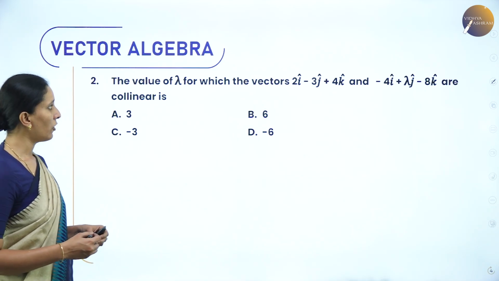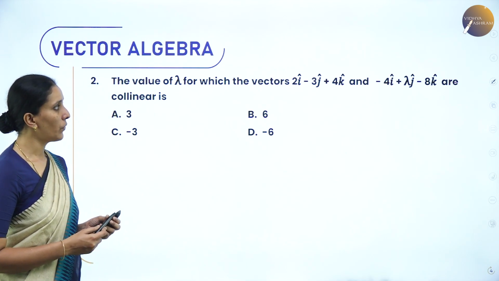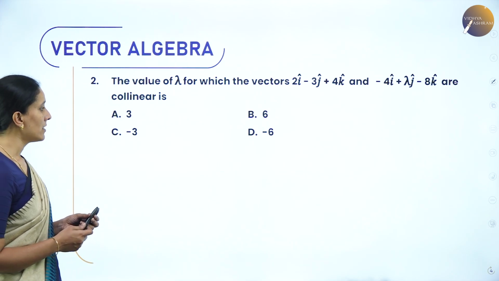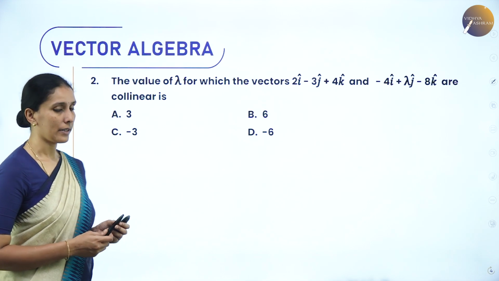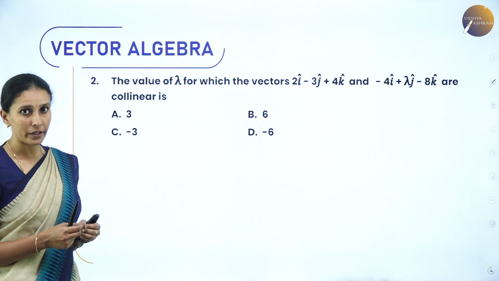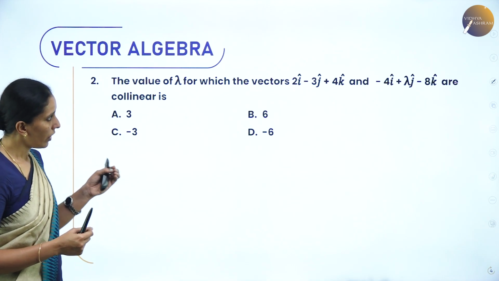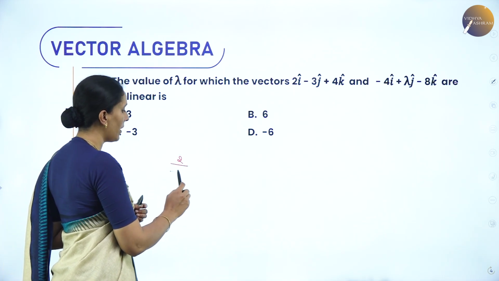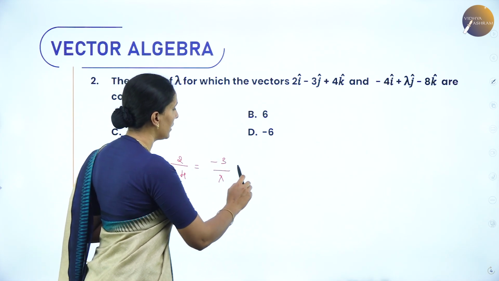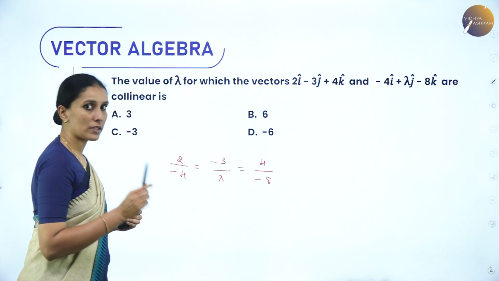Next, the value of lambda for which the vectors 2i minus 3j plus 4k and minus 4i plus lambda j minus 8k are collinear is 3, 6, minus 3 and minus 6. So here, when two vectors are collinear or when they are parallel to each other, their x, y, z components will be in proportion. So 2 divided by minus 4 should be equal to minus 3 divided by lambda, that should be equal to 4 divided by minus 8. So this is equal to some constant k.